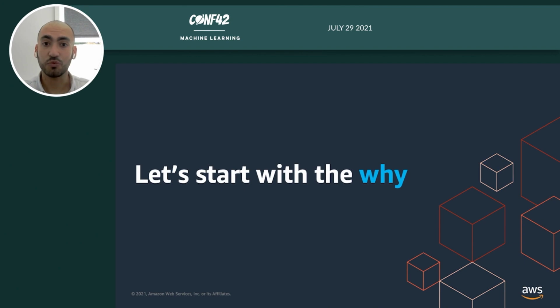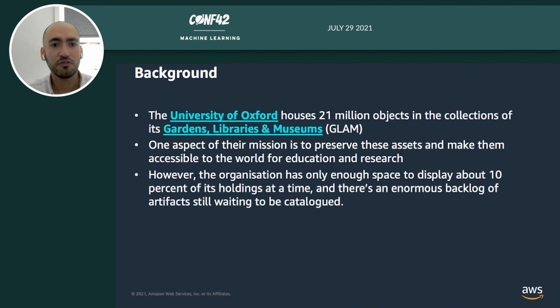So first, let's start with the why. The University of Oxford houses 21 million objects in the collections of its gardens, libraries, and museums, GLAM for short. One aspect of their mission is that they want to preserve these assets and make them accessible to the world for education and research. But of course, there is only so much space that you can have for this. So the organization only has enough space to display about 10% of its holdings at a single time. And there's an enormous backlog of artifacts still waiting to be cataloged.